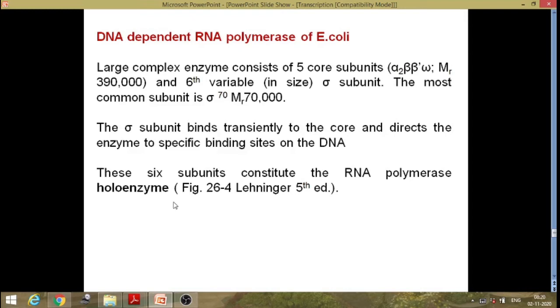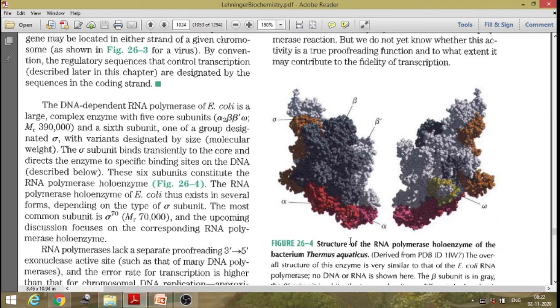Okay, so let's go further. Now let us have a look at the structure of the RNA polymerase enzyme. This is the structure of the RNA polymerase holoenzyme of the bacterium Thermus aquaticus, which is very similar to that of E. coli RNA polymerase.